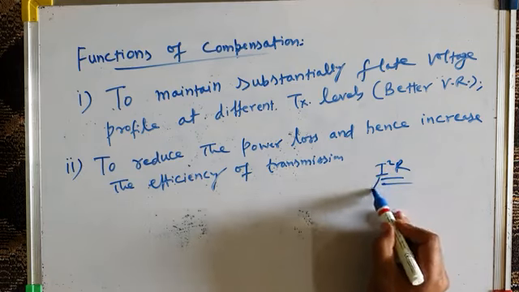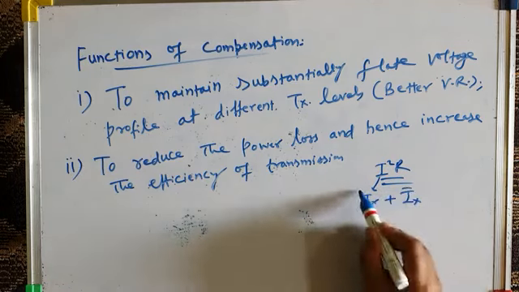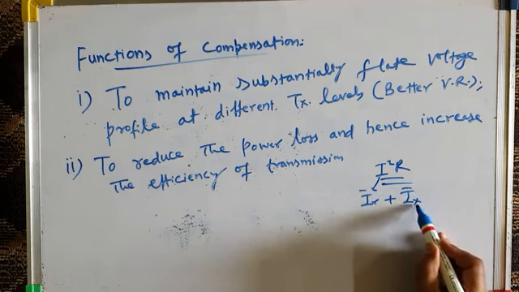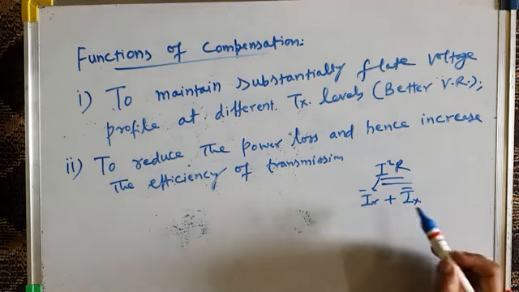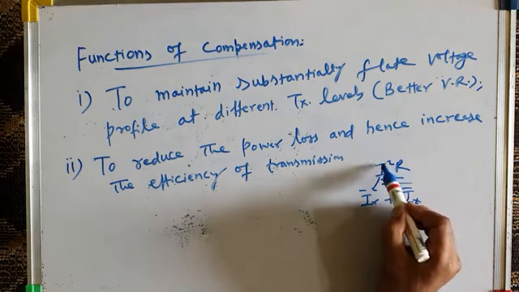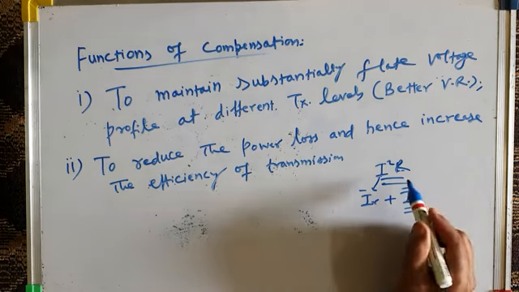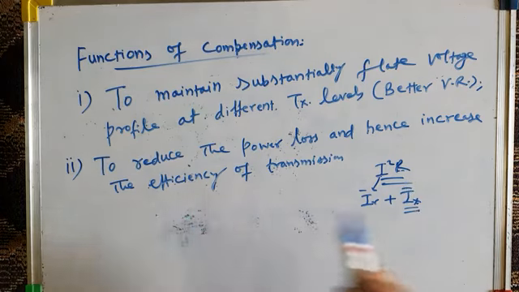Now this I has two components: an in-phase component, and an out-of-phase or quadrature component, which is also called the reactive component of current. And this Ix is because of the load reactive power. The larger the reactive power of the load, the larger will be the magnitude of Ix, and the larger Ix, the larger will be I, and more will be the I square R losses in the transmission line, and more the power loss in the transmission line, the poorer will be the efficiency of transmission.